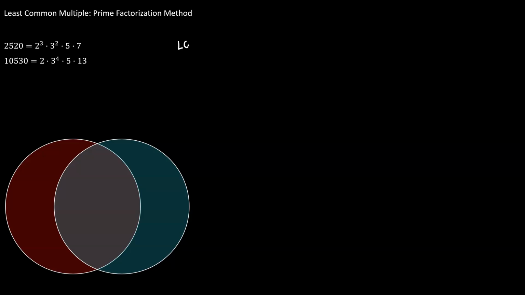So we're looking for the least common multiple of 2,520 and 10,530. The numbers are already factored for us, so that's great. In order to use this Venn diagram to find the least common multiple using prime factors, we're going to look at which factors are in common. They both have a 2, they both have some 3s, they both have a 5. 2,520 has a 7, 10,530 has a 13. So we know those are definitely different factors.